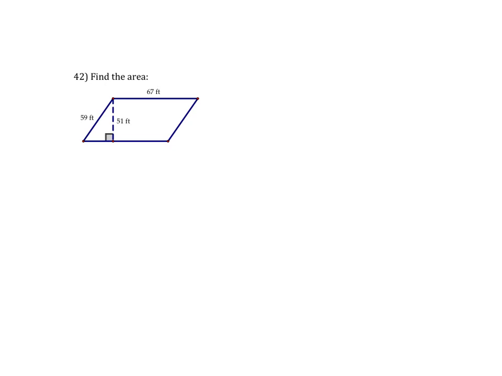In number 42, we're finding the area of a parallelogram. The formula for this is the same as the formula for area of a rectangle. It's just base times height. So the base would be 67 feet. And the height, which is perpendicular to the base, is 51 feet.